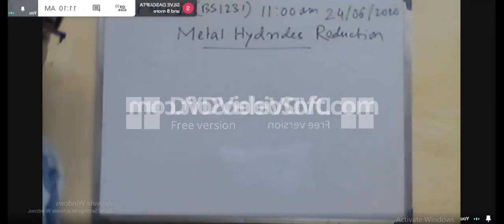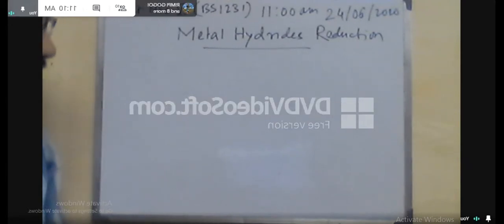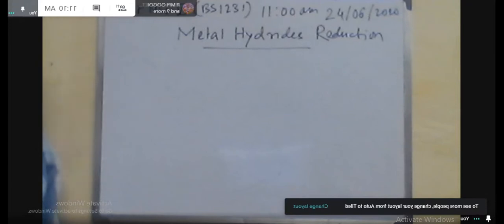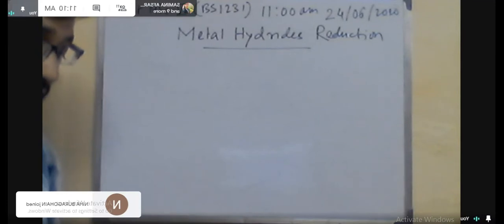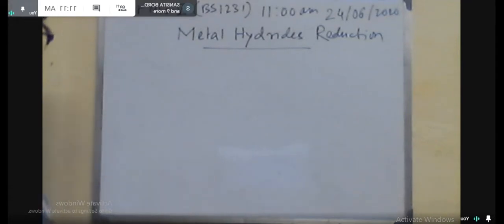Especially by using such metal hydrides, you can reduce carbonyl compounds, the amides, acids, esters. All these can be converted by using different metal hydrides. Basically, these metal hydrides have different effects on different functional groups, and all the metal hydrides have different activities. So by using them as reducing agents, you can selectively or totally reduce the functional group.